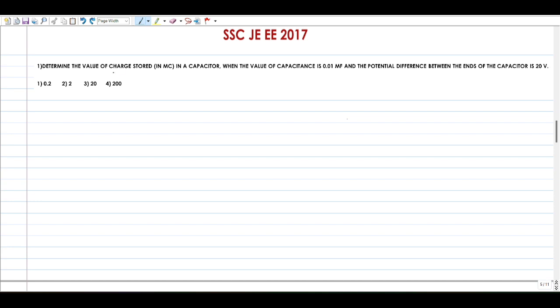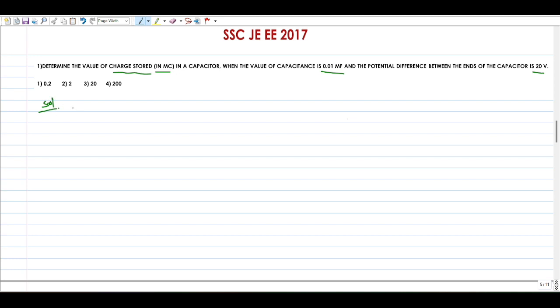Determine the value of charge stored in a capacitor, in millicoulomb. We need to find the value of charge stored in the form of millicoulomb, in the capacitor when the value of capacitance is 0.01 millifarad and the potential difference between the ends of the capacitor is 20 volt. This is the question. Now we will solve the problem.